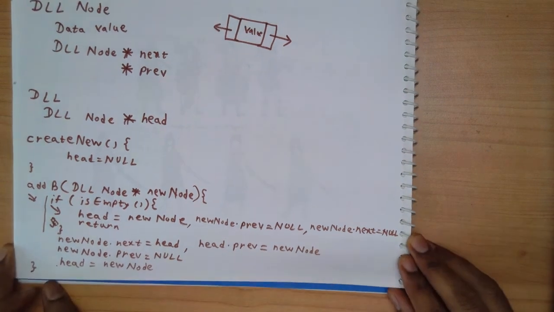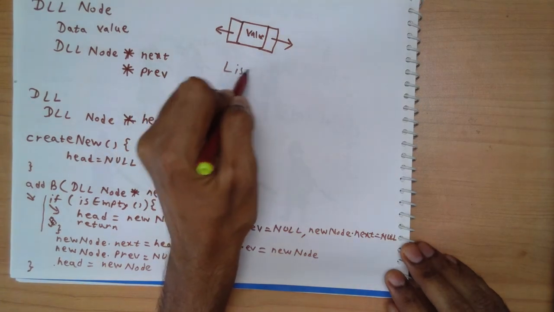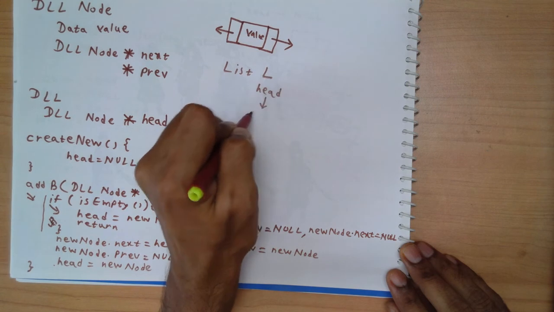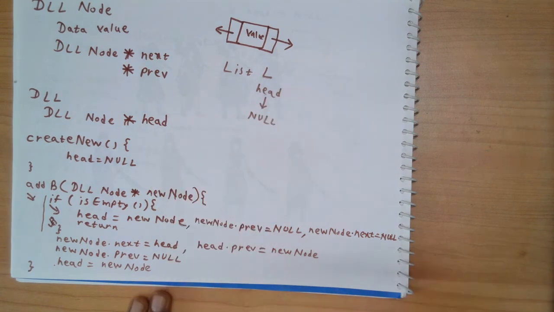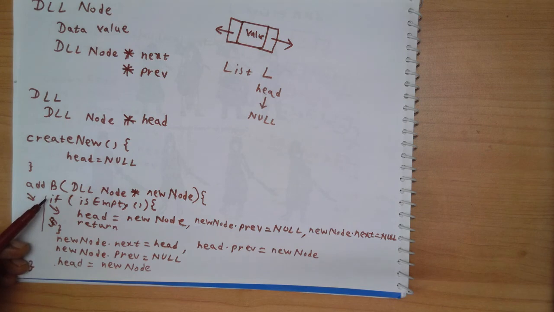So let's see how this will work. Let's say I've started with a list. Let's call it L. It has its head pointer, pointing to null because I have created an empty list. Now let's have operations one after the other. Let's say I want to add 10 at the beginning. I'll start from here and ask the question: is my list empty? My list is empty because my head is null.